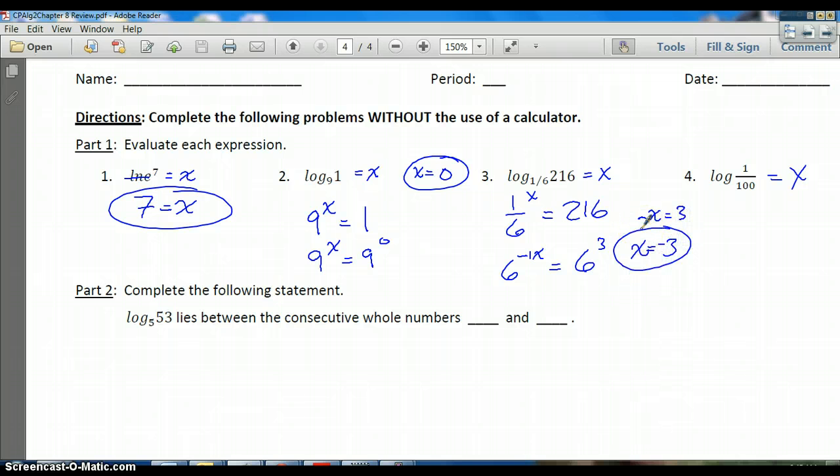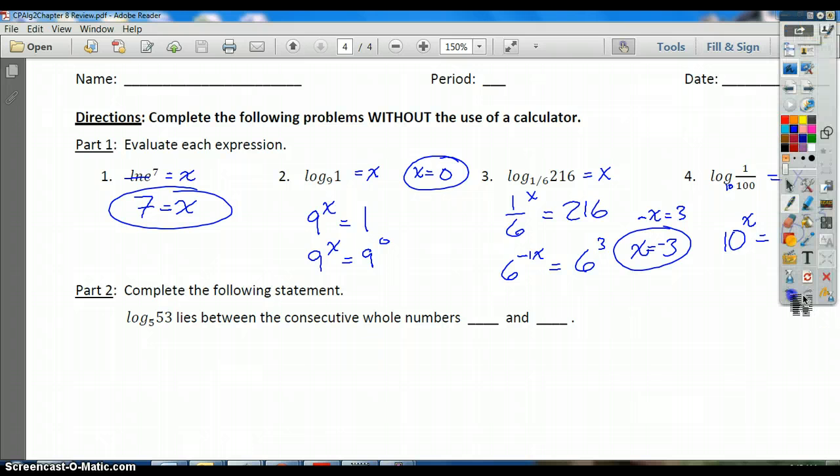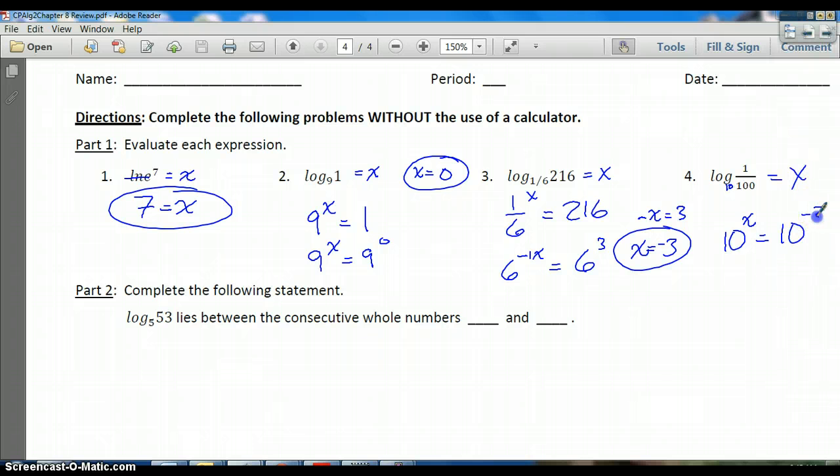And last but not least, no base written here. So therefore this is understood to be a base of 10. So I'm looking at 10 to the x equals 10 to the negative third. I'm sorry, not third. It is the negative second. So this is 1 over 100, 10 squared on the bottom. So we have x equals negative 2. There are your first four.